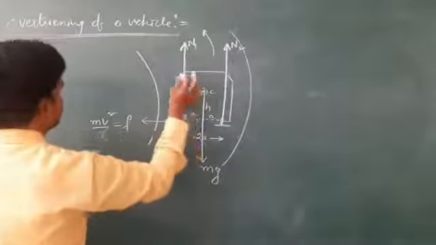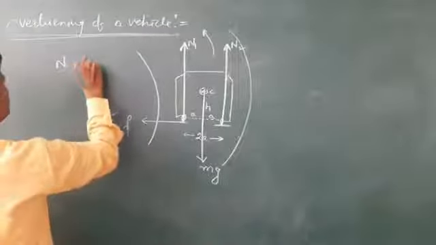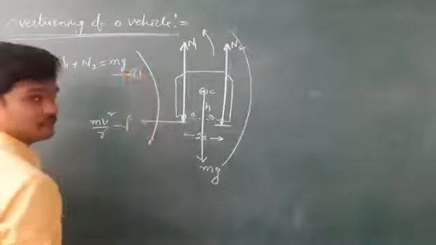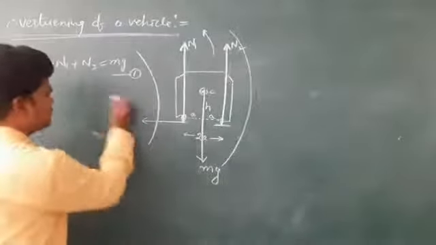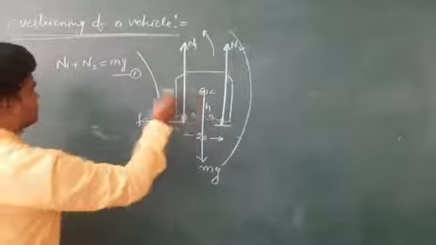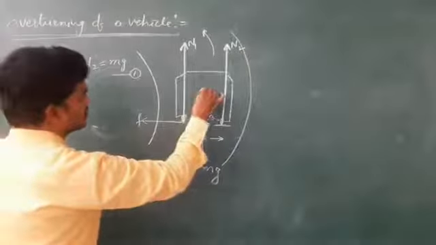And let me write some equations here. From the given diagram, N1 plus N2 is equal to mg. This is equation 1. Upward forces are balanced by downward forces. And here, this is the frictional force. Taking torque about C, torque about C is equal to 0. Let me take torque about C.